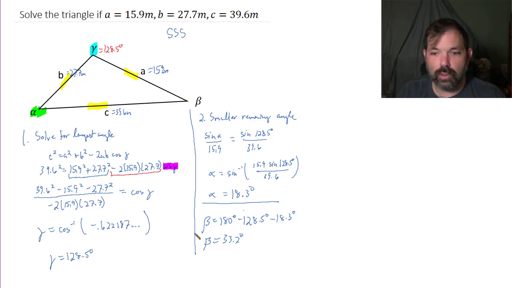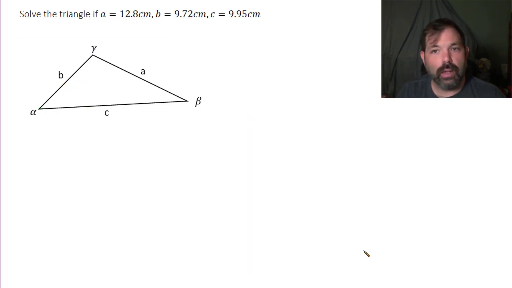All right, let's take a look at another one. And this would be a great time to pause. Try this one out on your own. Alright, so here we're told that A is 12.8 centimeters, B is 9.72 centimeters, and C is 9.95 centimeters. So then, again, this is a side, side, side situation. A is the longest side, so I'll want to solve for alpha first. The largest angle is alpha, so I'll solve for alpha using the law of cosines.